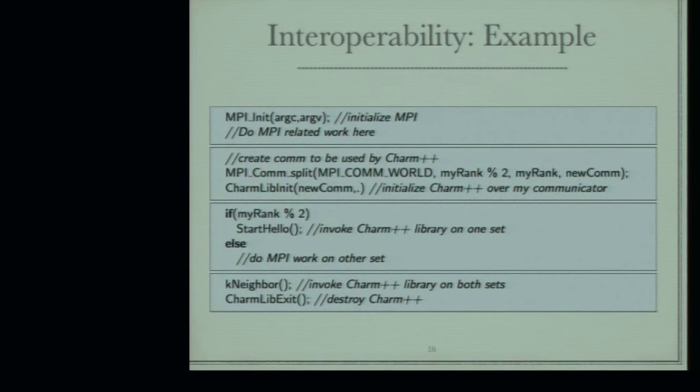A concrete example would look something like this. You call MPI init, you do some work, and then you call MPI comm split. Here I'm splitting based on rank. If my rank is odd, I will belong to one kind of Charm communicator. If my rank is even, I will belong to another kind of Charm communicator. And then based on my rank, I either call a Charm library or I do MPI work. Or I can just make a call to a Charm library and all my processes will do Charm work. However, the two sets will still be living in two different Charm instances and they won't talk to each other. So this is how we propose that Charm++ and MPI interoperability should be used.